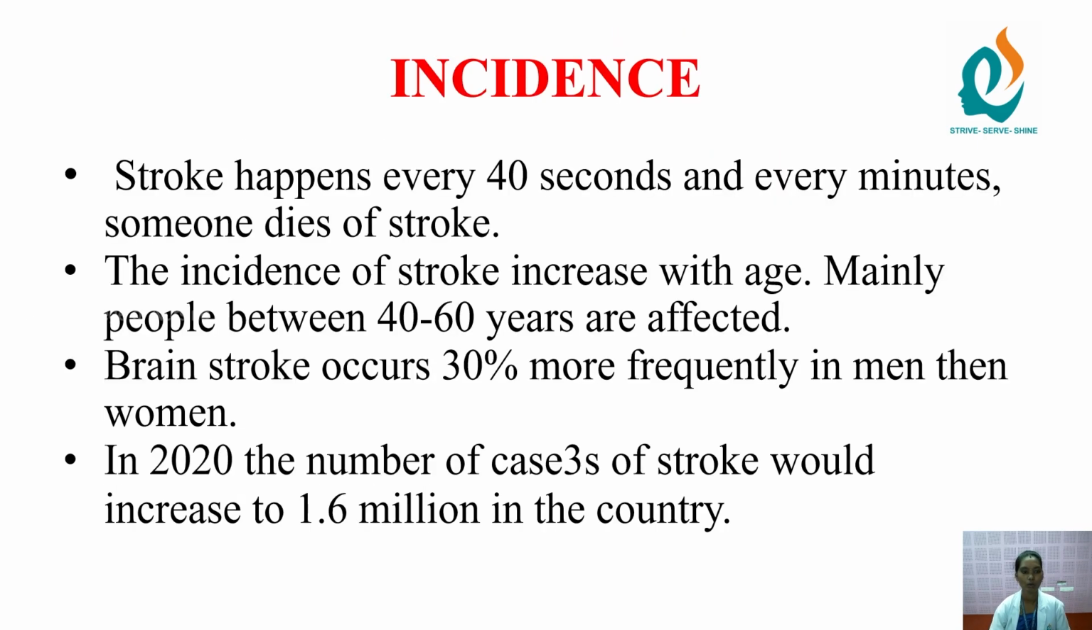In incidence, most people aged 60 to 65 years are more affected by stroke. A stroke happens every 40 seconds and every minute someone dies of stroke. The incidence of stroke increases with age. Mainly people between 40 to 60 years are affected. Brain stroke occurs 30% more frequently in men than women. In 2020, the number of cases of stroke would increase to 1.6 million in the country.